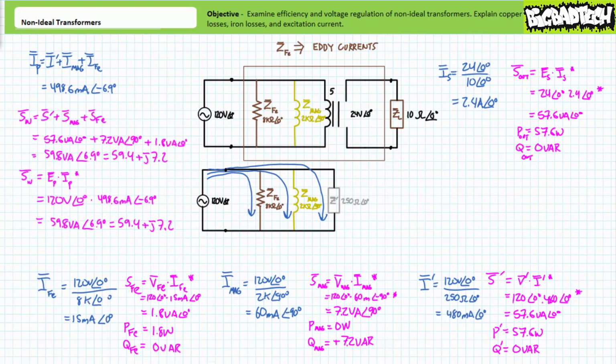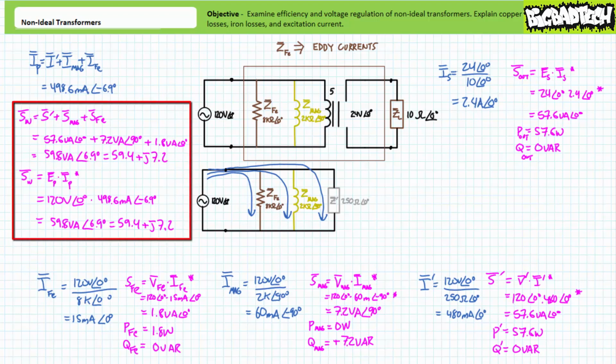There's a couple ways of calculating total apparent power input to this transformer. First, total power is the sum of individual apparent powers. Additionally, total apparent power is the complex conjugate of primary voltage times primary current. Either method yields a total apparent power input of approximately 59.8 volt amperes, 57.6 watts of which goes to the reflected impedance, 7.2 VARs of which goes to the inductor accounting for both magnetizing current and hysteresis, and an additional 1.8 watts goes to iron losses associated with eddy currents.